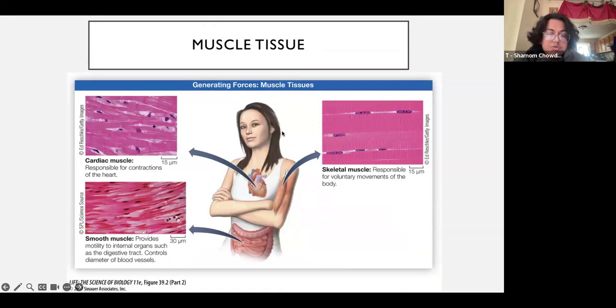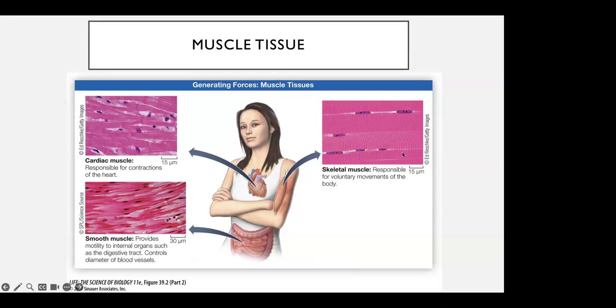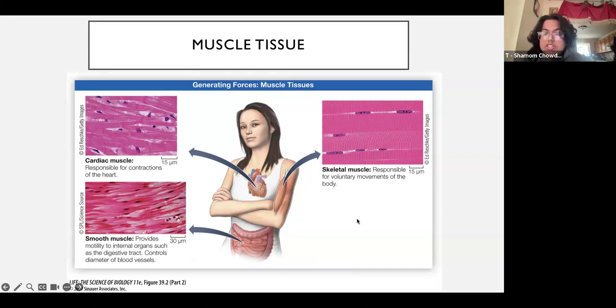Muscle tissue: we have three main types, cardiac muscle, skeletal muscle, and smooth muscle. Cardiac muscle helps with the contractions of the heart. Skeletal muscle helps with movements of your actual body itself. And then smooth muscle provides motility to internal organs such as the digestive tract. So it helps with transferring food or other molecules in your digestive tract to go onwards. And it also controls the diameter of blood vessels to help blood or other molecules go through faster or slower.